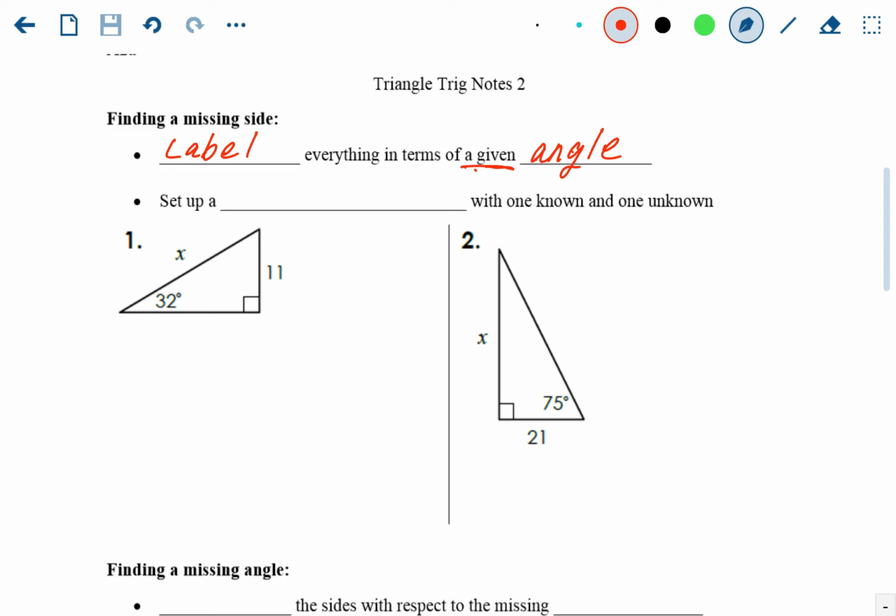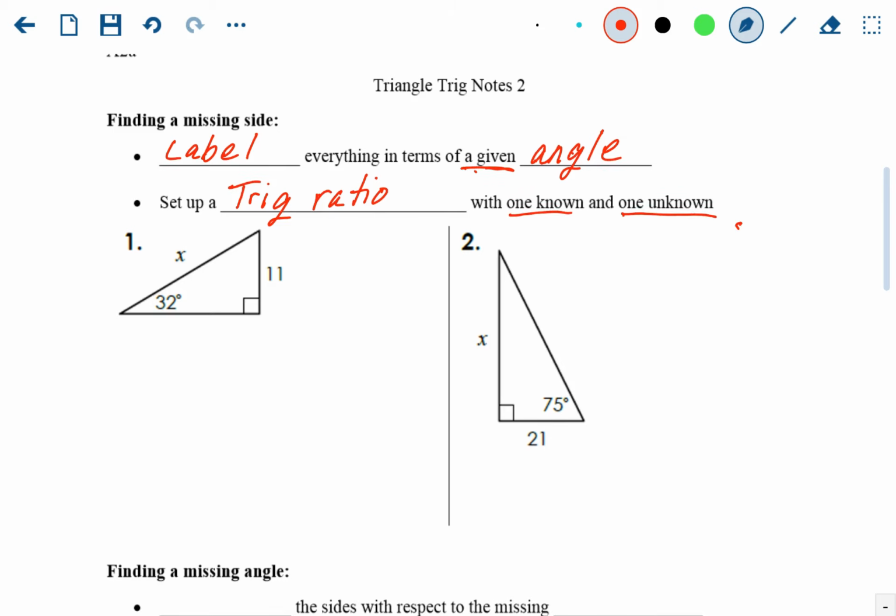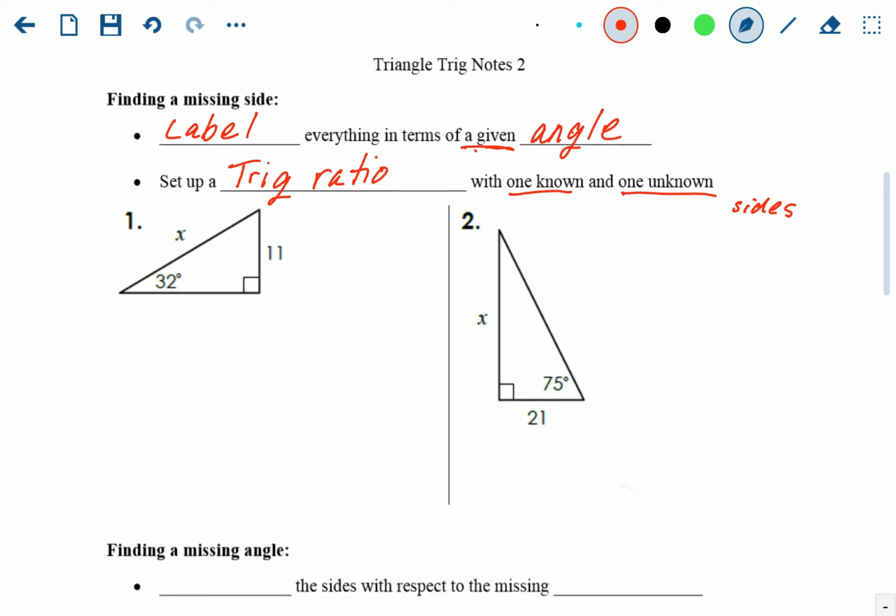All right, and then secondly, you'll set up a trig ratio, one of the three we wrote above, sine, cosine, or tangent, not triangle, a trig ratio, with one known and one unknown. So those are going to be the sides. You're going to have one side that is known and one side that is unknown. Then you would solve.